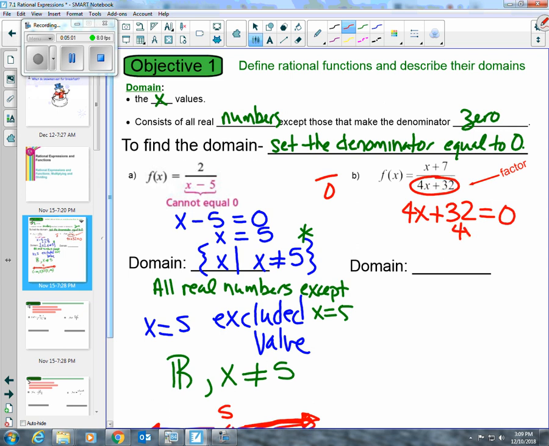So let's subtract 32. That would give us negative 32, and then divide by 4. So dividing that by 4 would give us a negative 8. If I plugged in a negative 8, I'm going to get 0 in the bottom. I'm not going to get a fraction that has a real number answer.